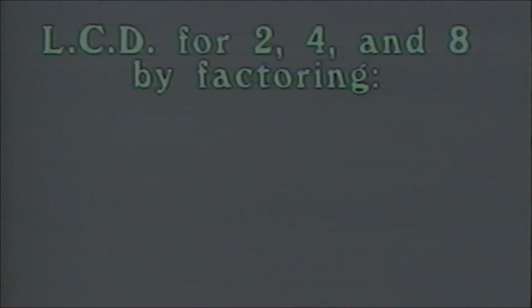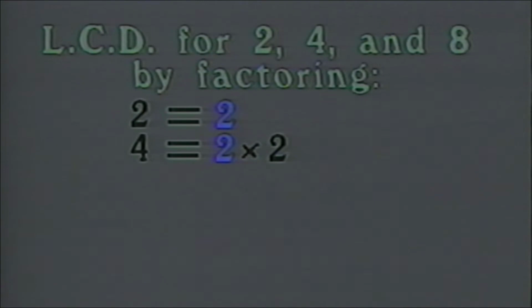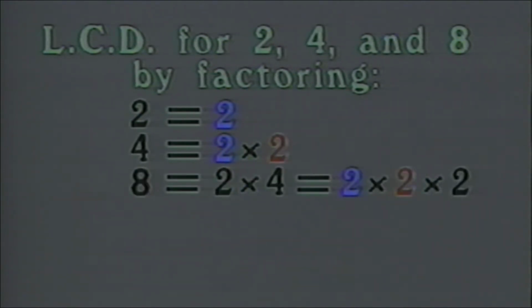2 is a prime number. We can't factor it, so we leave it alone. 4 equals 2 times 2. And 8 equals 2 times 4, which factors again as 2 times 2 times 2.